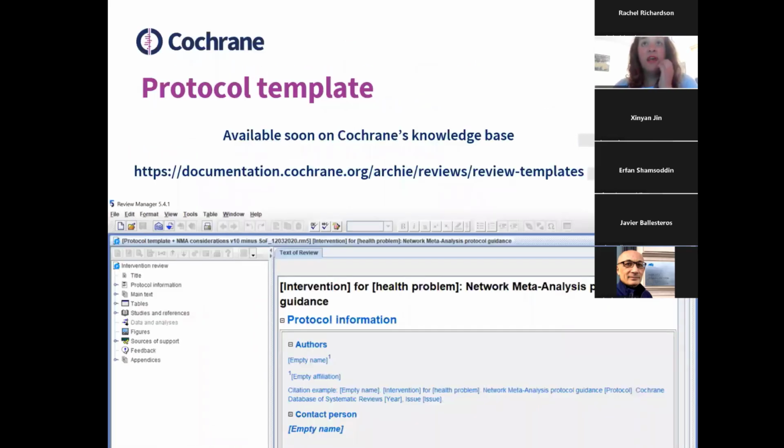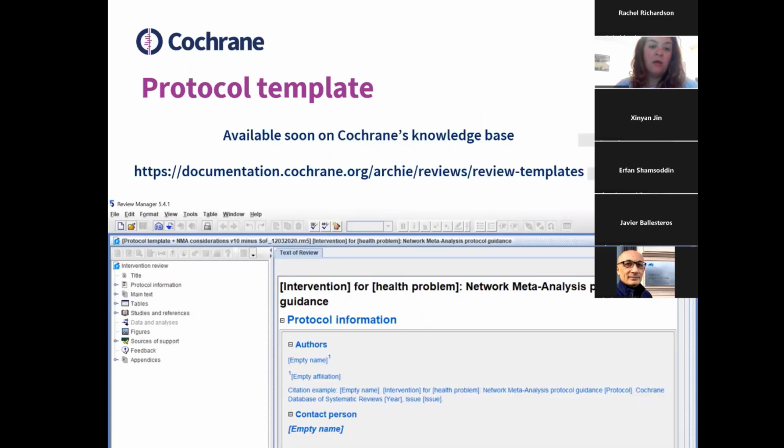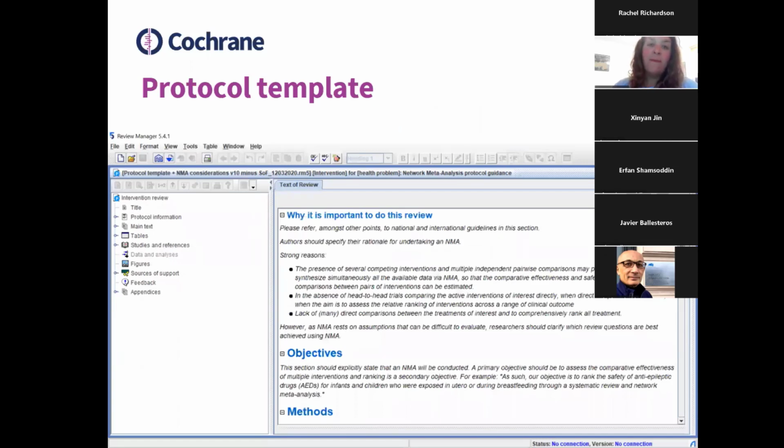So this was the protocol template I mentioned. It'll be available soon on the knowledge base. So the website's there. And this recording will be made available afterwards on our website. But the protocol template isn't about cutting and pasting exact text. It's about advising what you should include in the different sections in the method section.